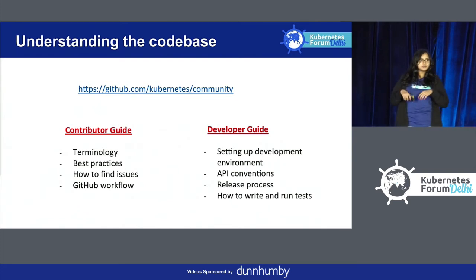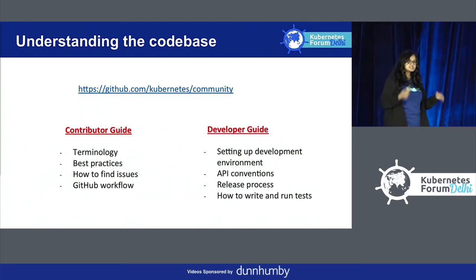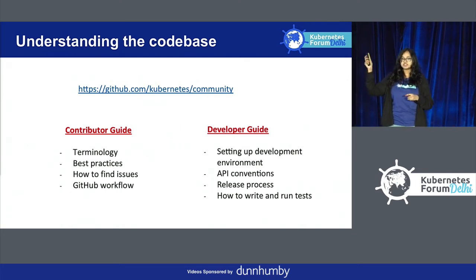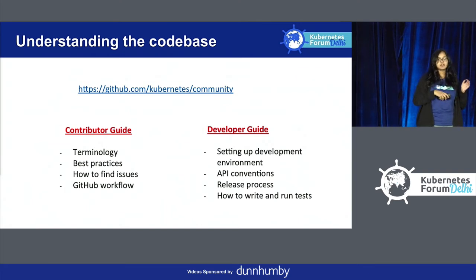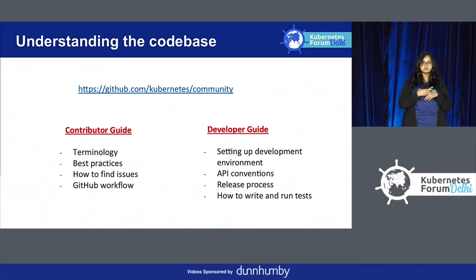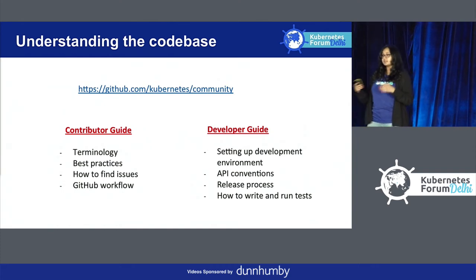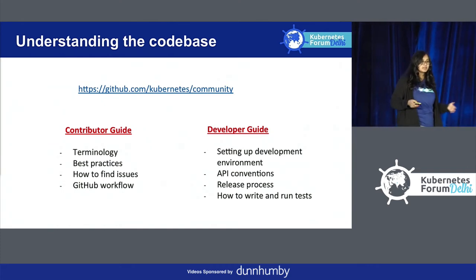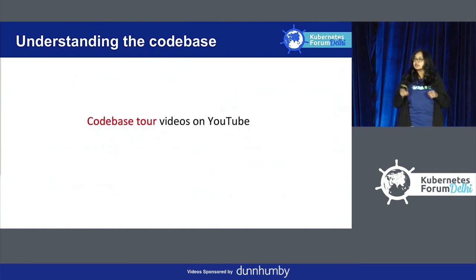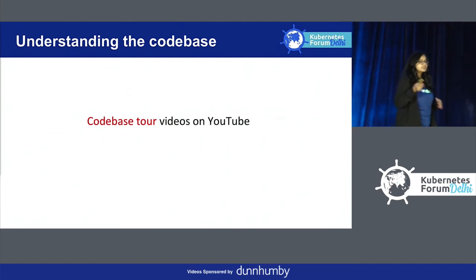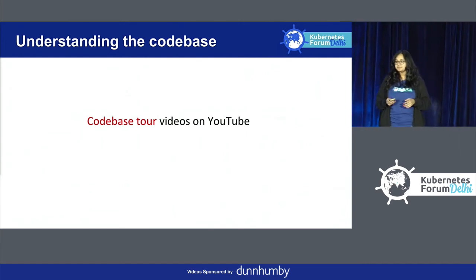So if you want to contribute code to the Kubernetes codebase, you need to first understand how the codebase is structured. At github.com/kubernetes/community, we have detailed developer guides and contributor guides. Contributor guides has details about how the community works and the workflow that we use. And the developer guide has information about how you can set up the development environment, what is the release process, what are the API conventions, and so on. We also have tons of code-base tours on YouTube. So if you prefer a video-like format, you can also see that.